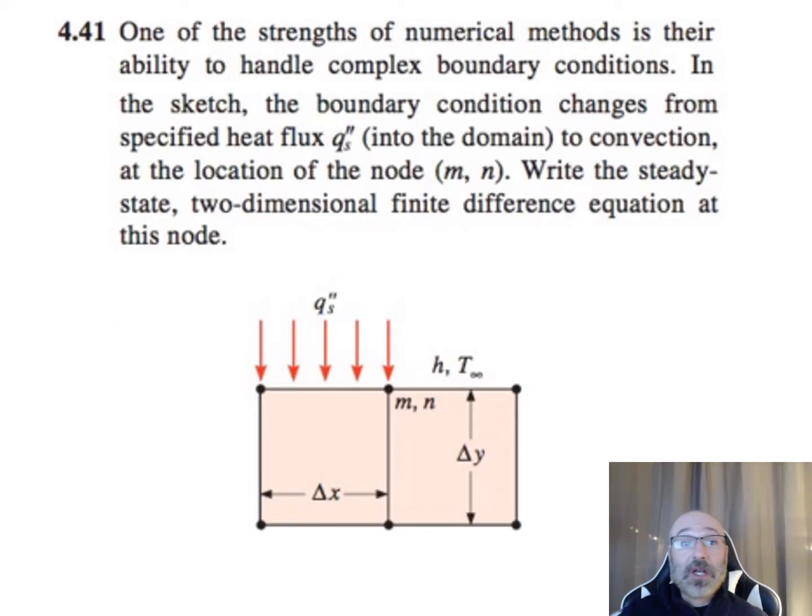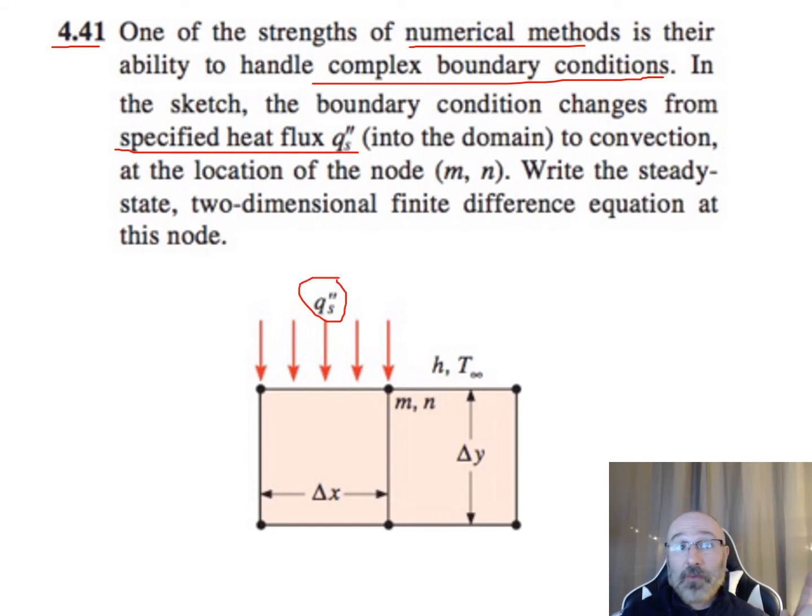So let's take a look at another example problem. Now let's take a look at example problem 4.41 from our text. Within this problem, they're telling us that one of the strengths of numerical methods is the ability to handle these complex boundary conditions. So let's take a look at a slightly more complicated boundary condition within this example problem. In the sketch below, we can see the boundary condition changes from a specified heat flux, which is our q double prime S, to convection.